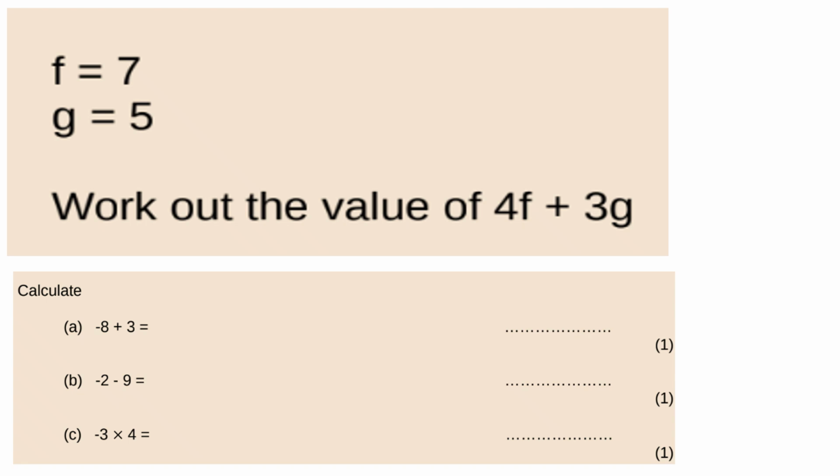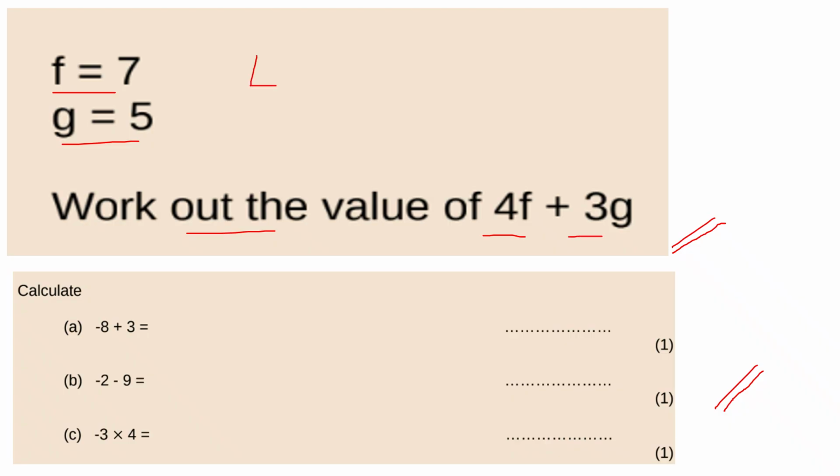Okay, folks, looking at some typical foundation tier GCSE 9-1 maths content and also Key Stage 3 maths, for the maths curriculum. This first part, we're given that f is equal to 7, g is equal to 5. Work out the value of 4f plus 3g.